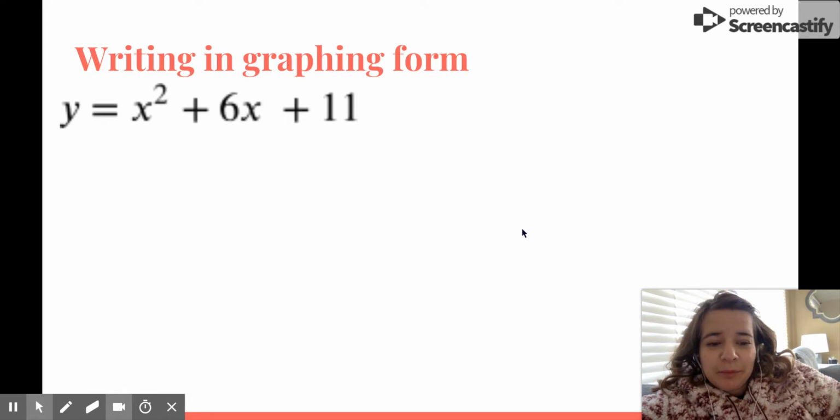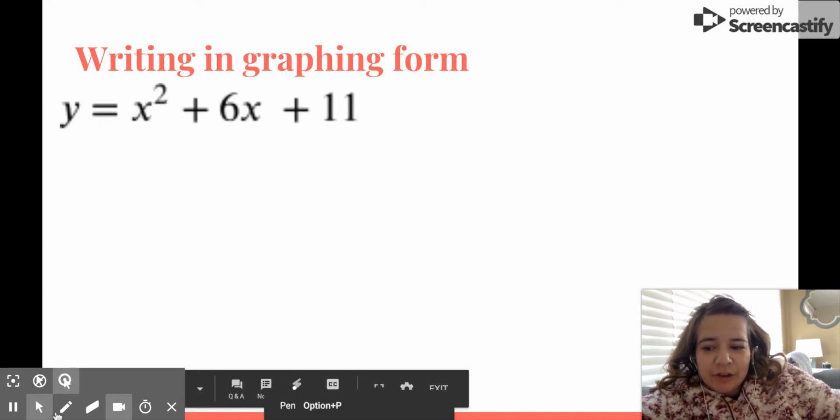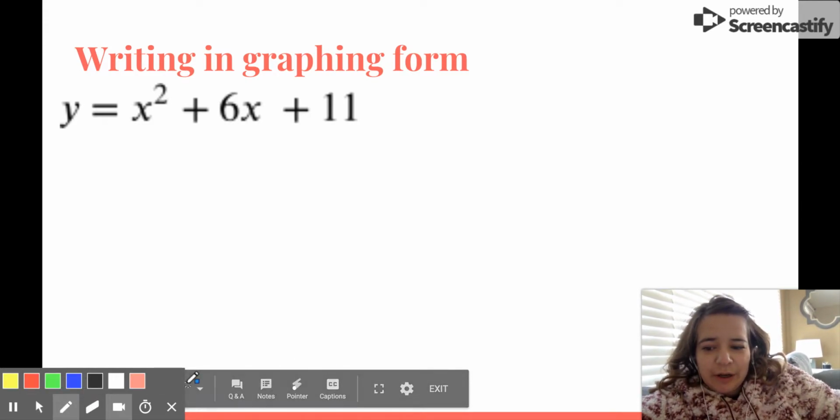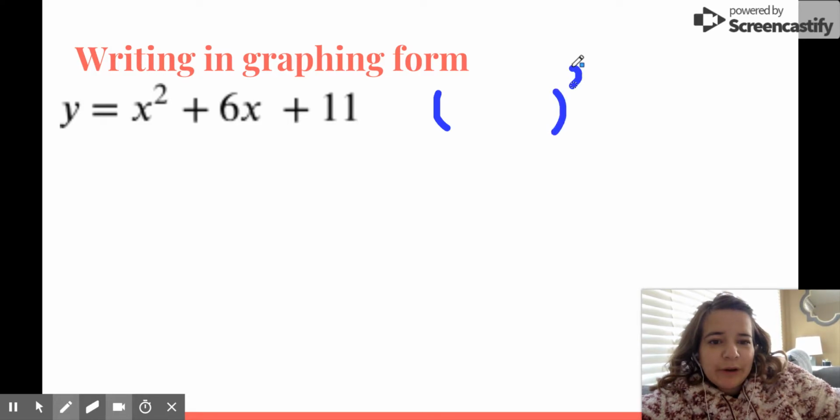I did get a couple of questions on the most recent homework. I believe it's 1.5 on how to write in graphing form. We are going to talk about this in class tomorrow, but I just thought I would do a quick one on here with you guys so you could see one. So in order to get it in graphing form, you're going to need something squared plus or minus something out here.